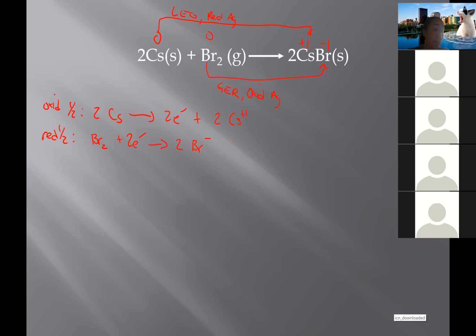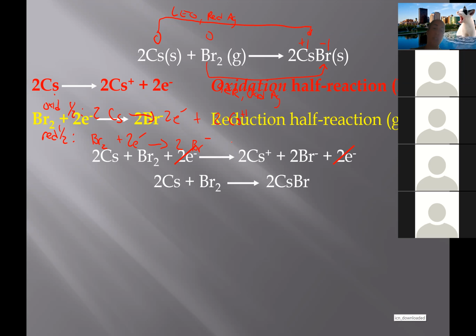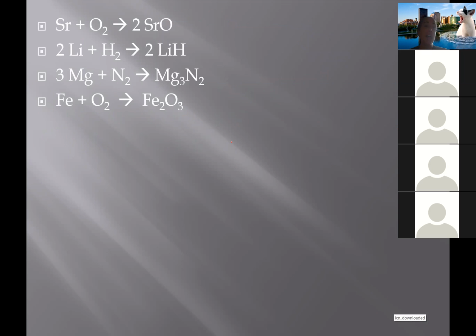I think we might have time. Yeah, we got time to do another one. Let's check our work. Did we do it right? 2Cs, Cs+, and 2 electrons. Yup. Okay, look at that. Easy.